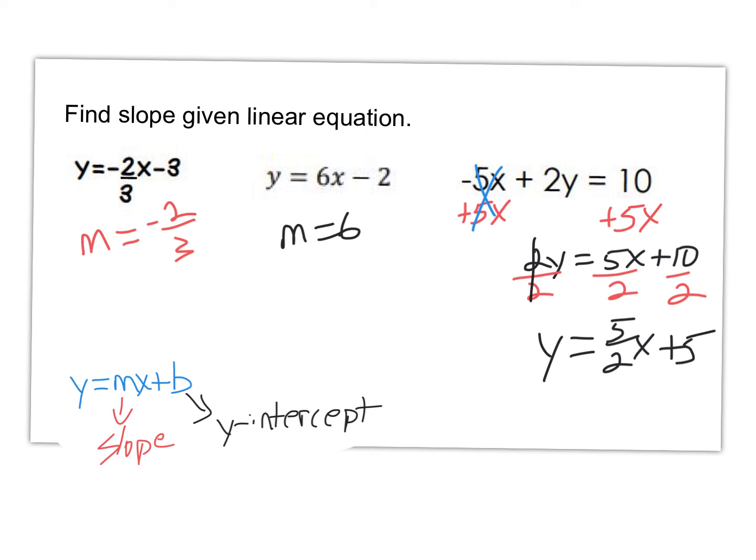And again, you can see this is now in y equals mx plus b form, and the coefficient with x is 5 halves. So the slope of this one is going to be 5 halves. All right, that's a quick review of finding slope from an equation.